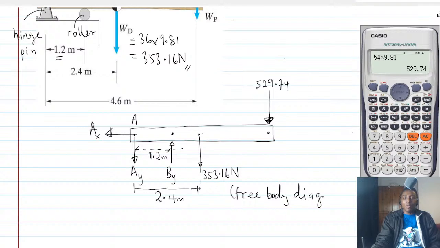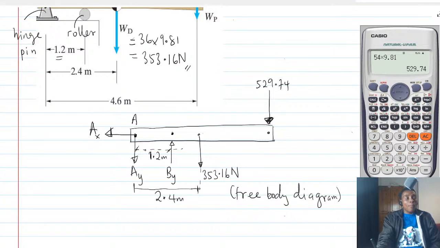So the free body diagram. Essentially, what you have here is a diagram which has all the forces acting on it. Now I want you to take care of this, please. Some students are always confused when it gets to this point.